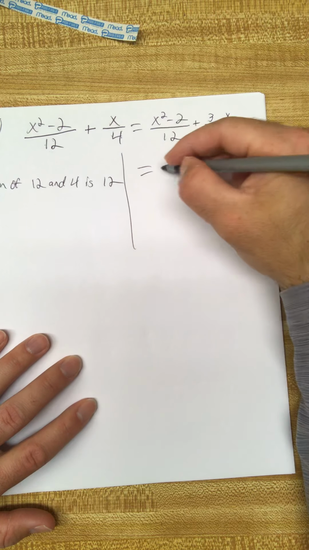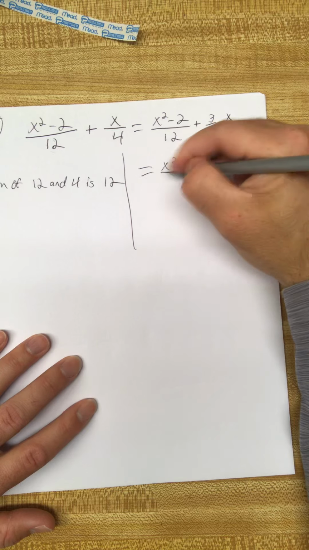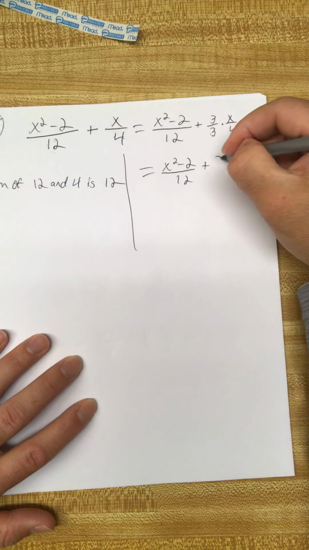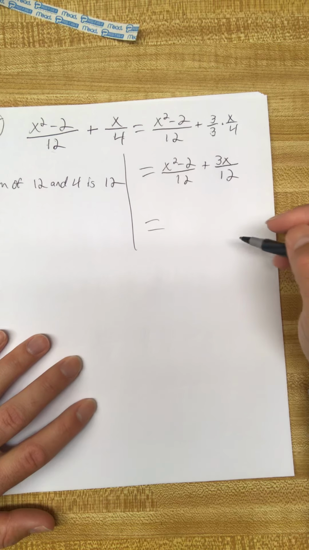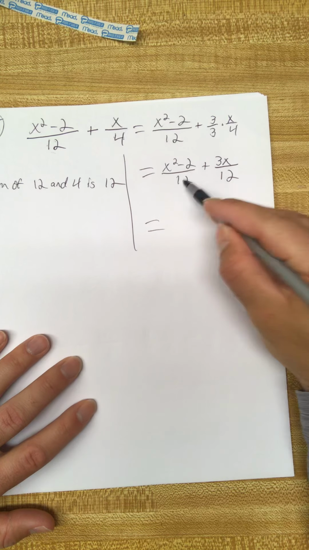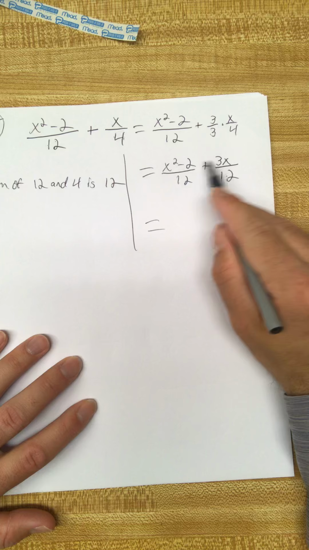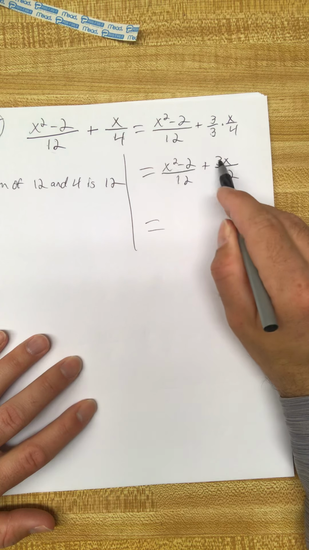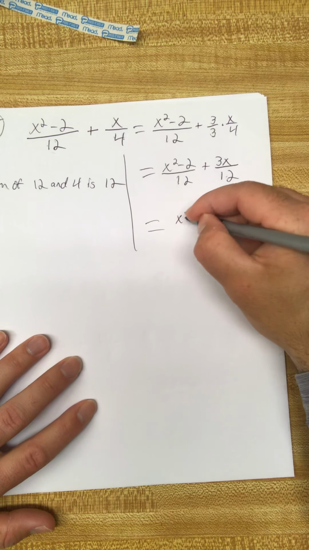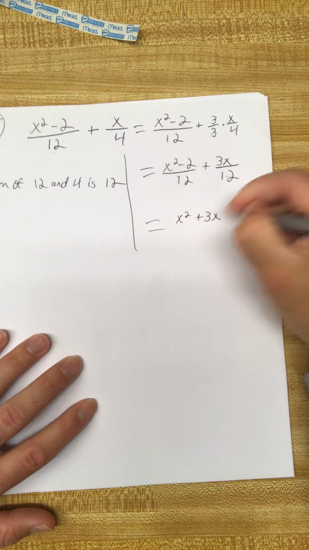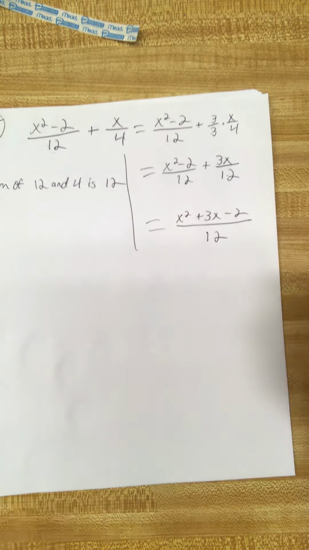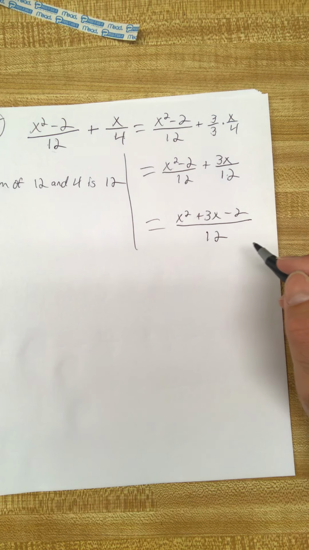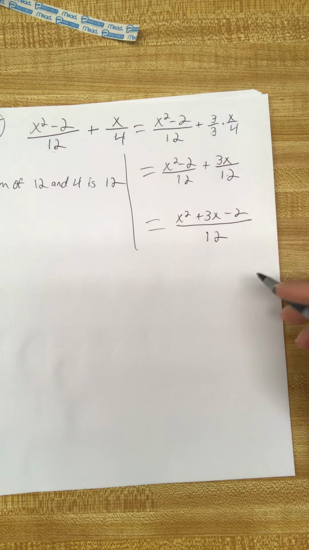So I'm going to end up with x squared minus 2 divided by 12 plus 3x divided by 12. So now we're looking good. We got denominators of 12. We can add all this up. There's no like terms in the numerator, but that's fine. We can write as x squared plus 3x minus 2 divided by 12. Okay. So again, it's just trying to figure out those common denominators. All right.